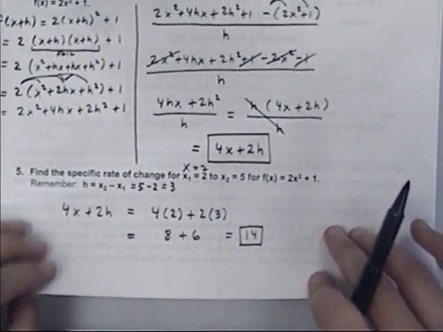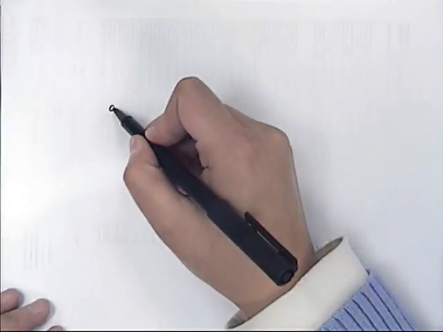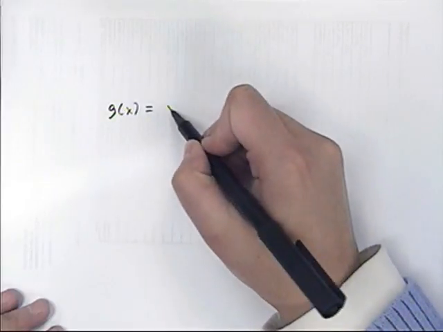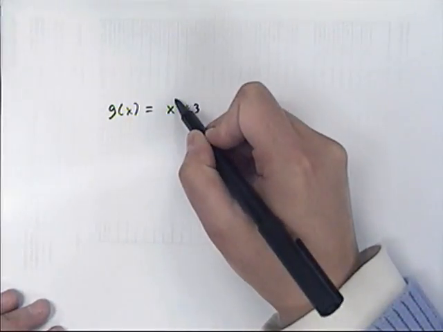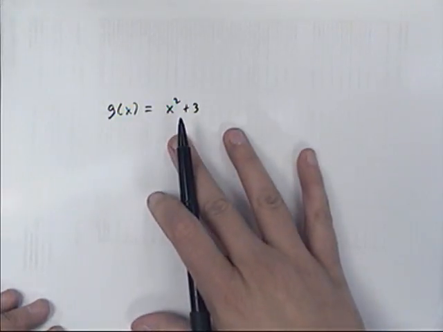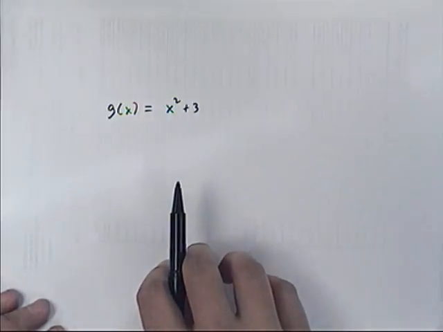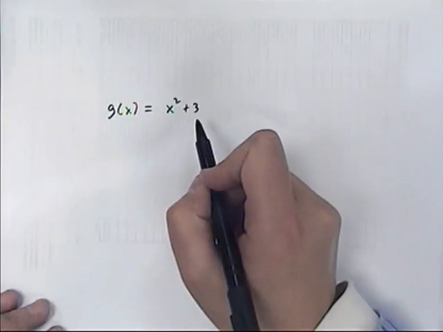The difference quotient is kind of like a custom-made suit. If you have a difference quotient formula, you can use it to find the slope, but that slope only applies to one formula, or one function. So let's say I have a function g of x equals x squared plus 3. I can find the difference quotient for this, and I can use that to find the slope, but that's only going to work on this graph, x squared plus 3.